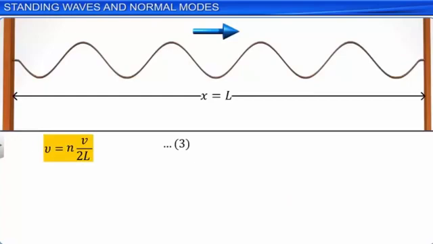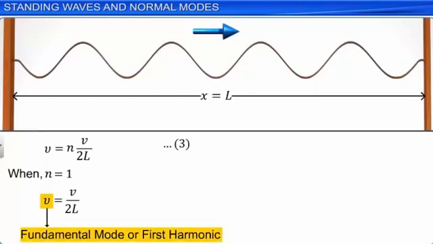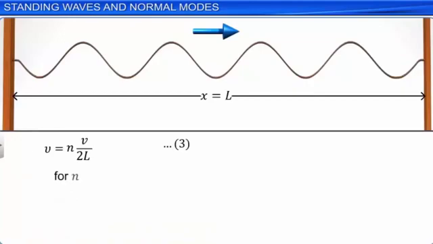The oscillation mode with this lowest frequency is called the fundamental mode or the first harmonic. By taking the values of n equal to 2, 3, and so on, we obtain the second harmonic, third harmonic, and so on. The frequencies associated with these modes are denoted as nu2, nu3, etc. The collection of all possible modes is called the harmonic series, and n is called the harmonic number.